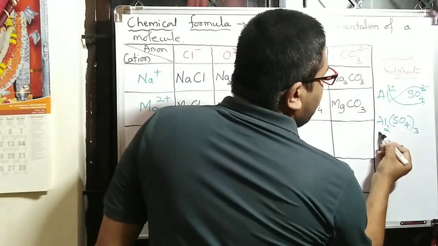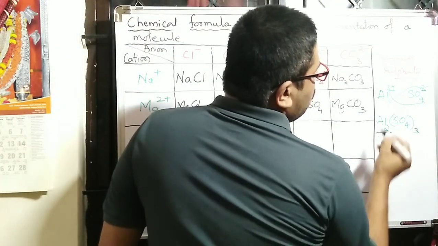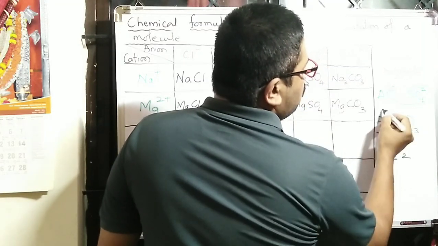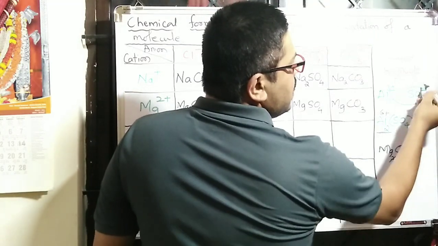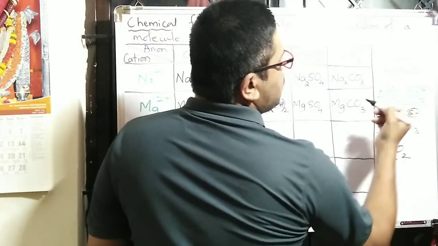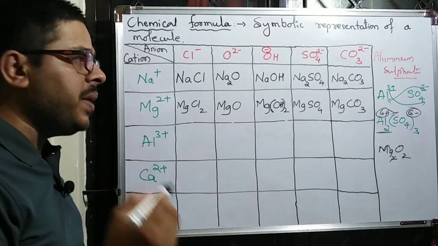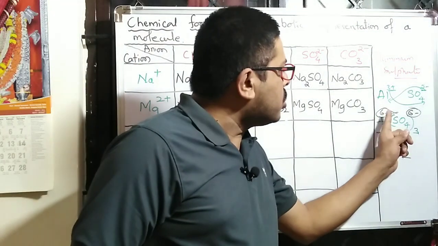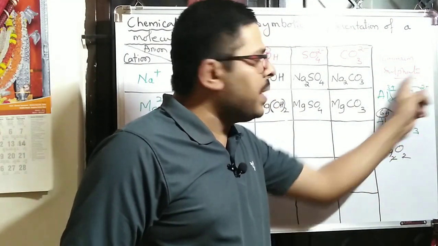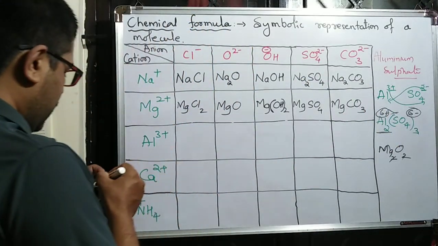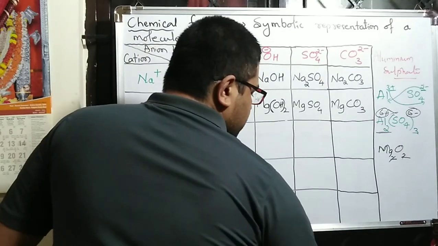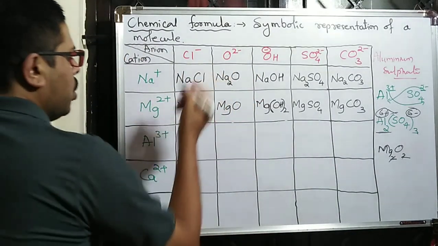See, Al2 I have written, correct? Al2 means, remember, aluminium 3 plus into 2 means 6 plus. SO4 2 minus into 3 means 6 minus. So 6 minus, 6 plus, see, balanced. Because of that reason we have to cross the charges. Very, very important.